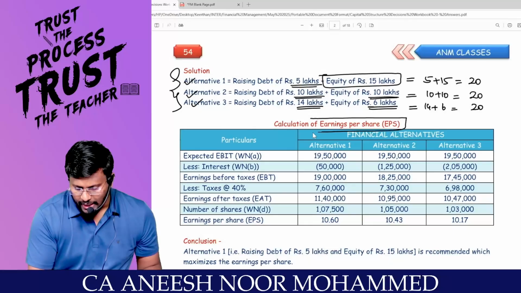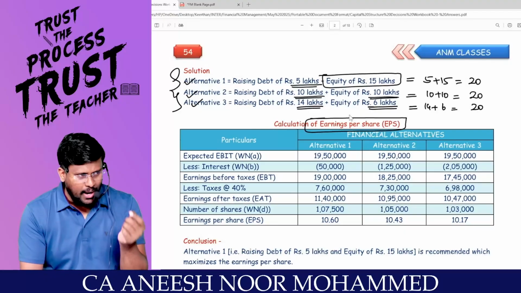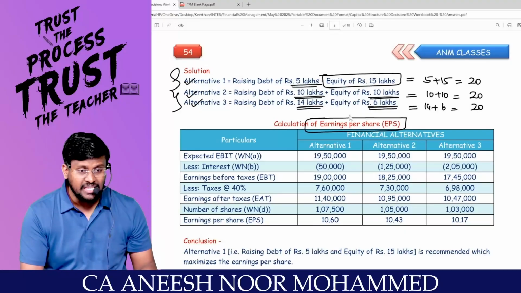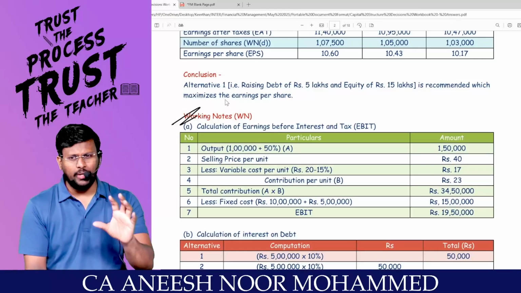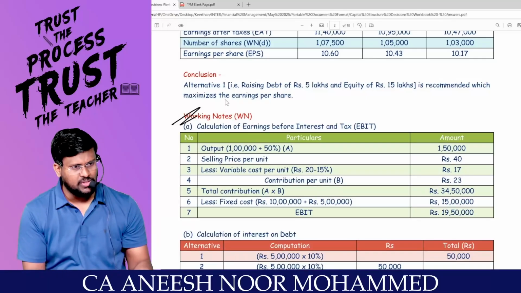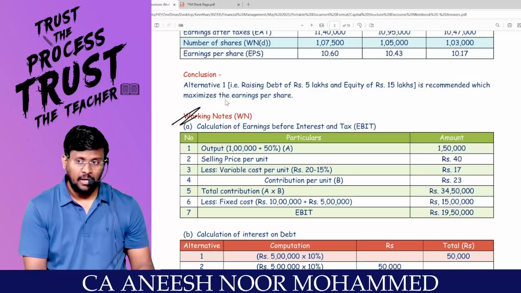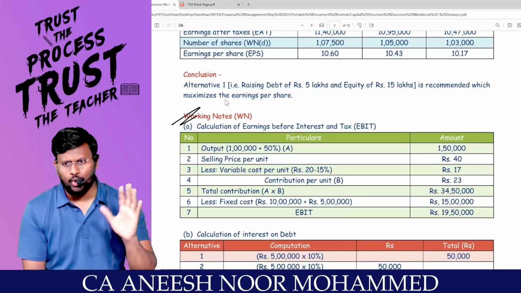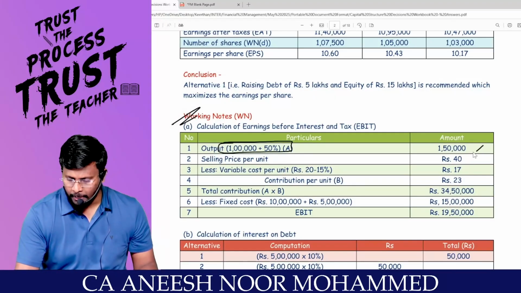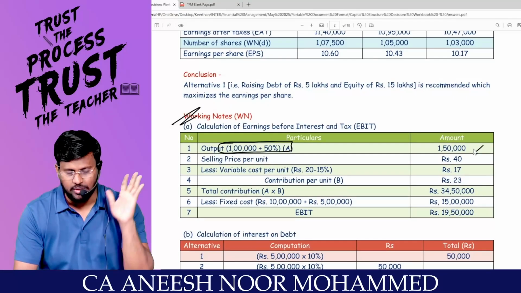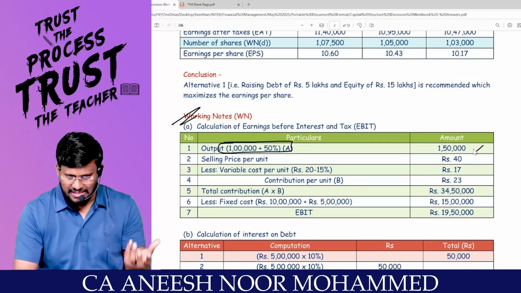So what I am going to calculate is the earnings per share, because I have to choose an option where my EPS is higher. So can I calculate the expected EBIT? Yes, sir. I am going to calculate the expected EBIT. By seeing the question, how many units are we currently selling? 1 lakh units. If I pump additional 20 lakh into my business, I can increase the production and my output will increase by 50%. So my new number of units will be 1,50,000. And they said that even though the number of units increases, the sale price will not get affected.